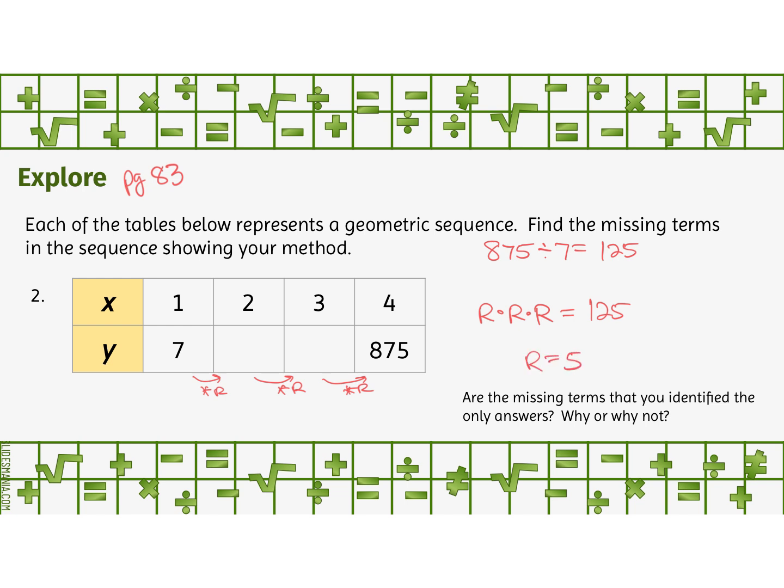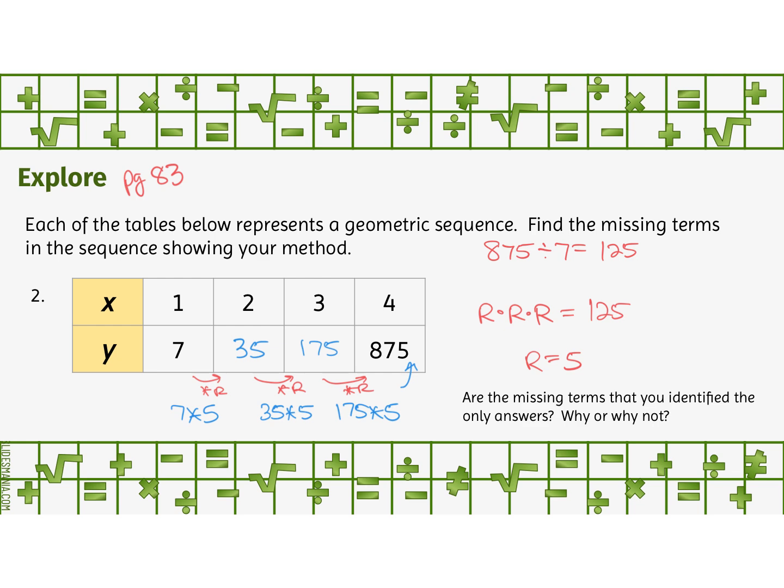Let's try it. Let's do 7 times 5, and that will make 35. And let's take 35 and multiply it by 5, grab a calculator. All right, that's 175. And then let's take 175 and multiply it by 5, and that makes the 875. Ooh, that does work. Okay.